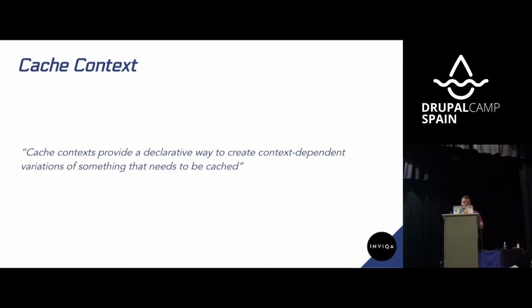So the official documentation provides an explanation like this: a cache context provides the declarative way to create context-dependent variations of something that needs to be cached. Very dry.